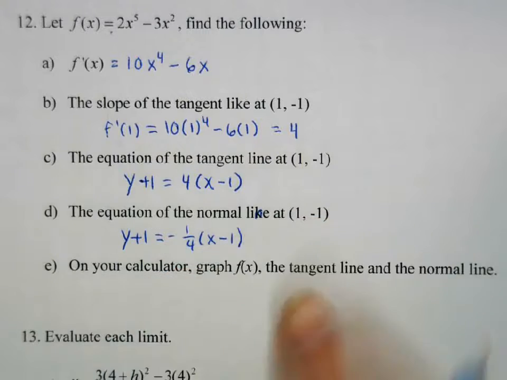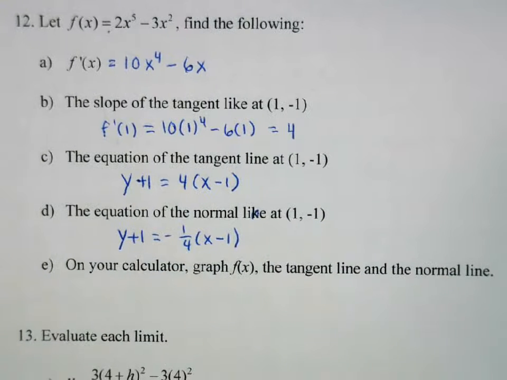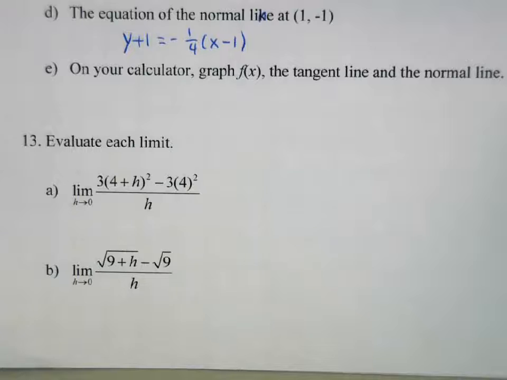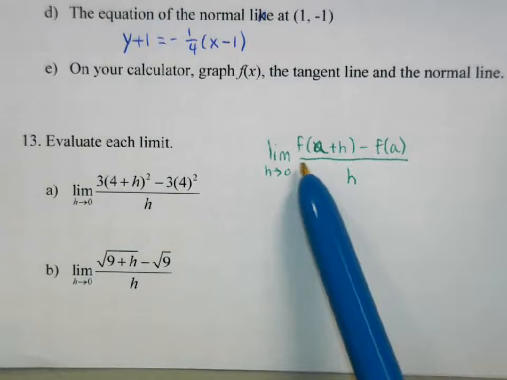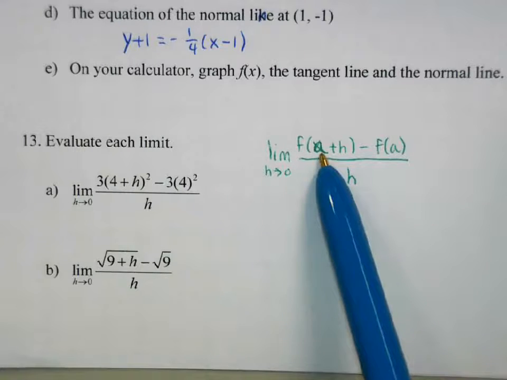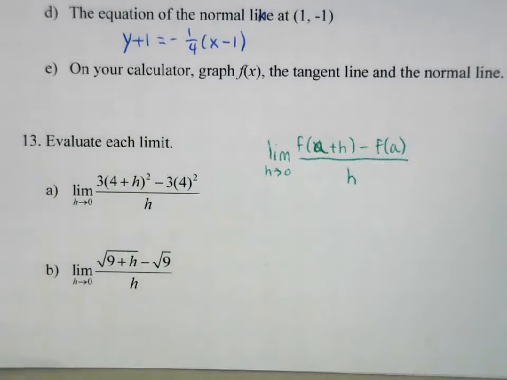Okay, now this does evaluate each limit. You no longer have to evaluate this limit using all the algebra that we've been doing. Okay, the definition of a derivative at a value, notice there's no x's here, is the limit as h goes to 0 of f of a plus h minus f of a. So we can kind of break this down. What is f of x and what is the a that we're plugging in here?